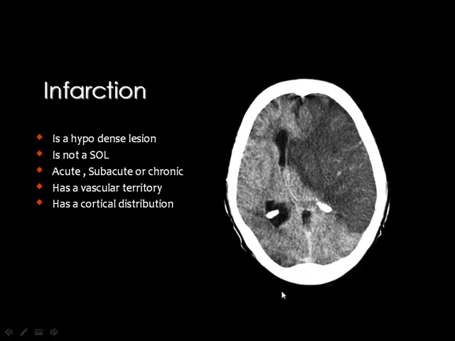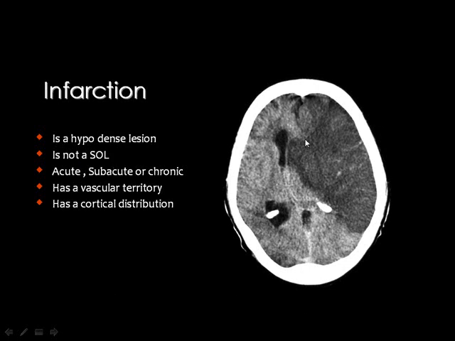Then a few words about the infarction. Infarction is an area of dead brain tissue, secondary to cutting of the blood supply. Then the infarction will appear hypodense. And you know that the infarction is not a specific lung lesion. It is clear enough that the infarction is not a specific lung lesion.